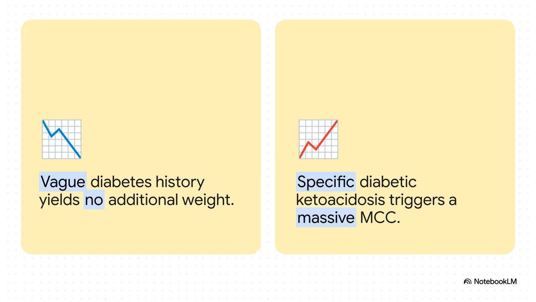Think about the contrast between vague and specific documentation, which perfectly illustrates why clinical documentation improvement, or CDI, is such a game changer. If a physician just jots down history of diabetes or diabetes without complications, you end up with E11.9. And guess what? That yields absolutely zero additional DRG weight. It's not a CC. It's not an MCC. But if they specifically document the acuity, say, type 2 DM with ketoacidosis, you get code E11.10. And boom, diabetic ketoacidosis triggers a massive MCC.